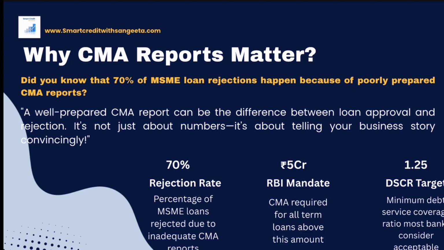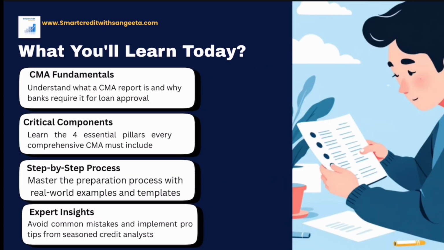A well prepared CMA report can be the difference between your loan approval and rejection. It's not just about the numbers, it's about telling your business story convincingly. Do you know that above 5 Cr, the CMA report is compulsory as per RBI, and the minimum DSCR required for any bank, or maybe you can say acceptable by many of the banks, is 1.25, and all this you find in the CMA report.